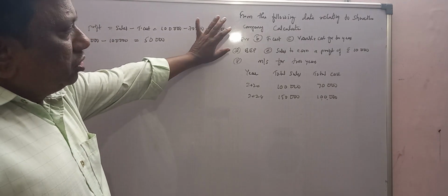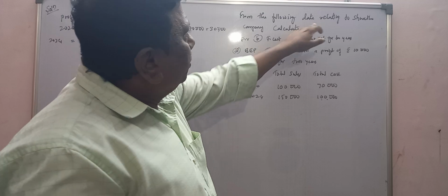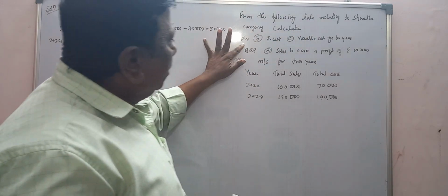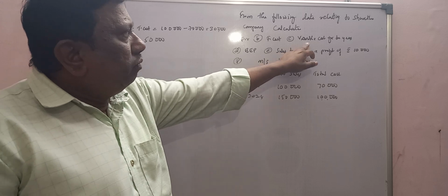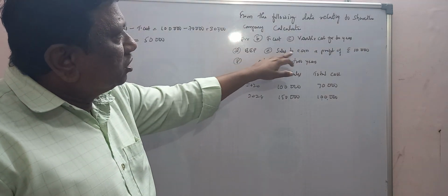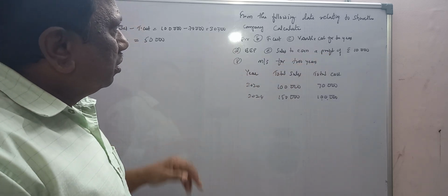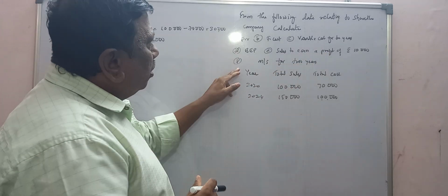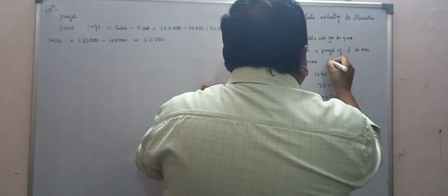So I'll solve one question related to marginal costing. From the following data relating to Shweta company, calculate PV, profit volume ratio, fixed cost, variable cost for 2 years, break even point, sales to earn a profit of rupees 10,000. And now adding margin of safety for 2 years. One more I'm adding. 3 questions.